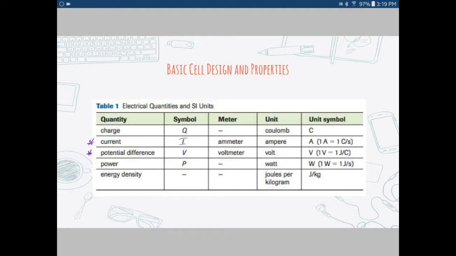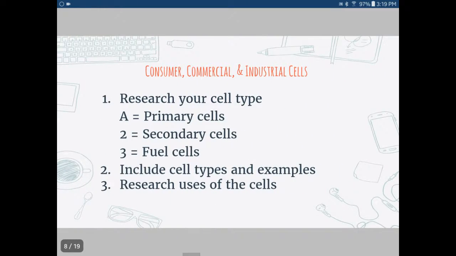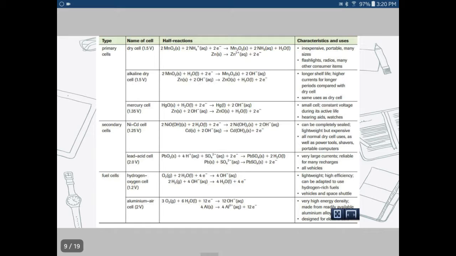Potential difference is voltage. We use the capital letter V, we use a voltmeter to measure it, our unit is volts, and 1 volt is 1 joule per coulomb. Now, these two units are the two that you should be very familiar with. Power, energy density, and charge are also good to be aware of, but it isn't something that you necessarily will see throughout our examples. I'm just going to skip over that.